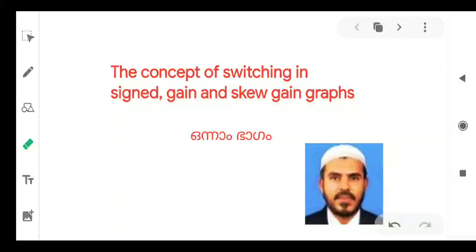Okay, friends, in this video I will touch upon the concept of switching in sine graphs. Even though the concept of switching we can have in all the three structures, sine, gain and skew gain graphs.